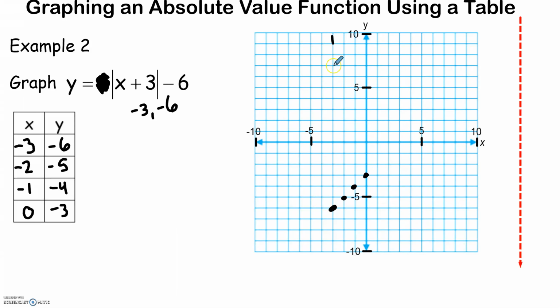I draw my axis of symmetry. And I do, if this was 1 away, this will be 1 away. If this was 2 away, we're going to be 2 away. 3 away, we're going to be 3 away. Connect our dots. And there's the most beautiful graph that you have ever seen.